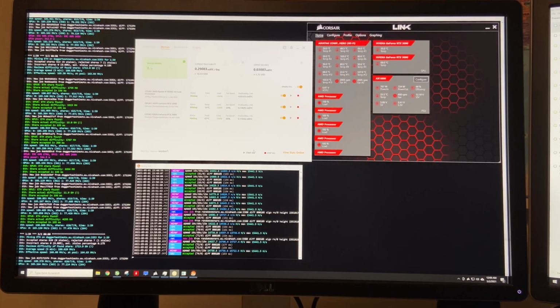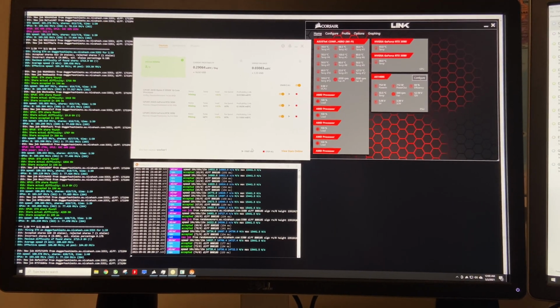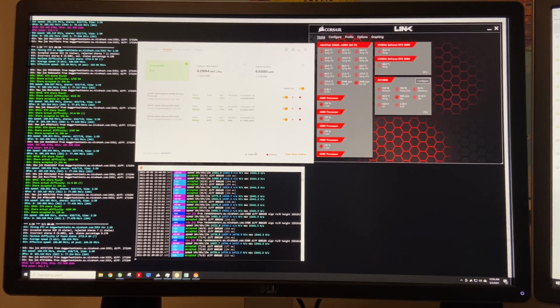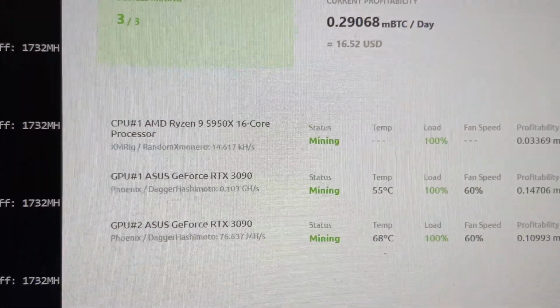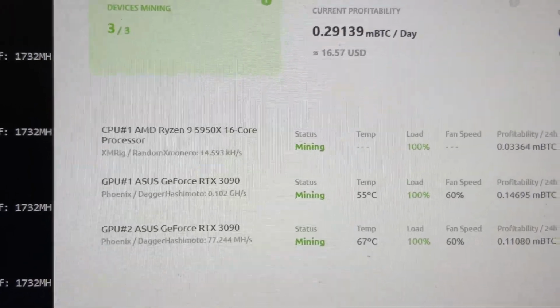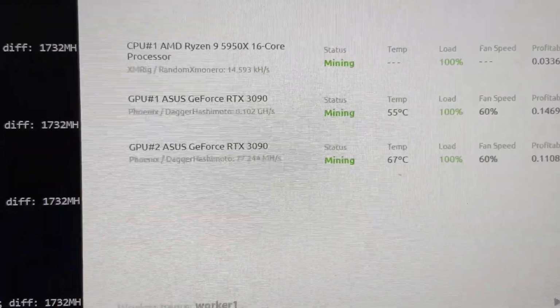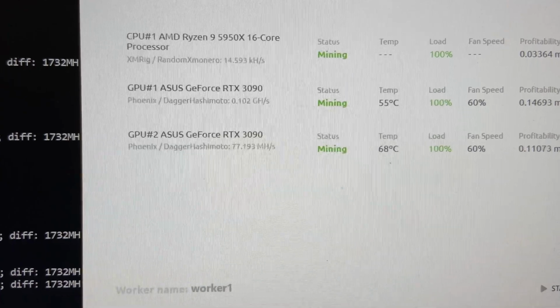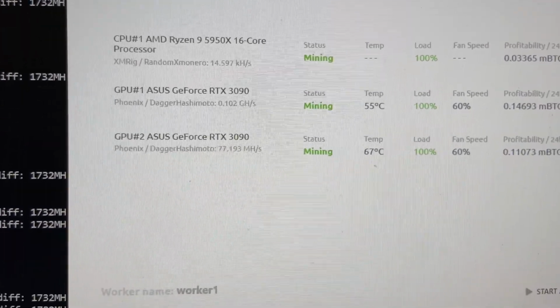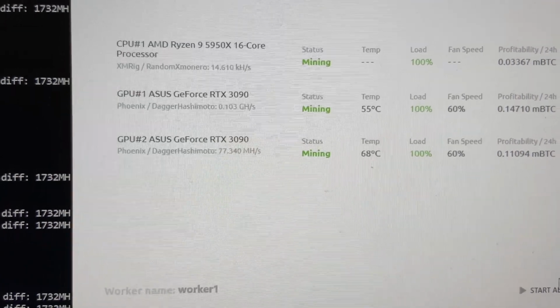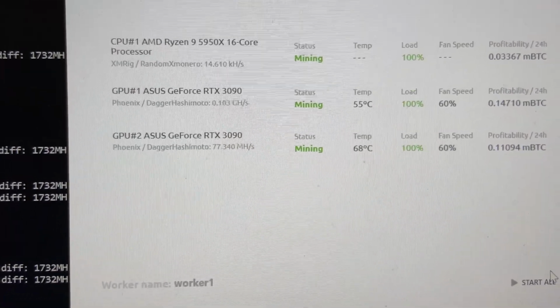So right here you can see the editing PC running at full load on the NiceHash platform. The Ryzen 9 5950X is mining Monero at an average of 14.5 kilohash per second. And then down below are the two RTX 3090s. One of them is mining Ethereum at 100 megahash per second. And then the one below with not as good ventilation is at 77 megahash per second.